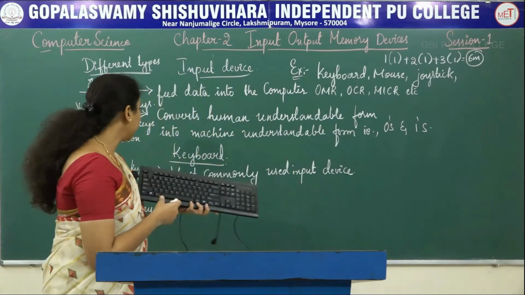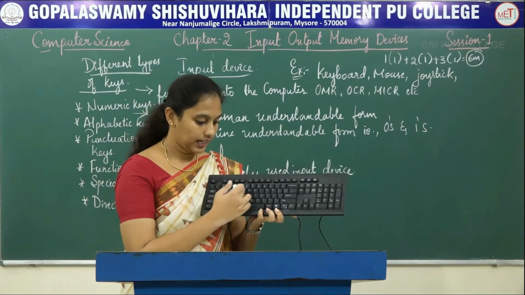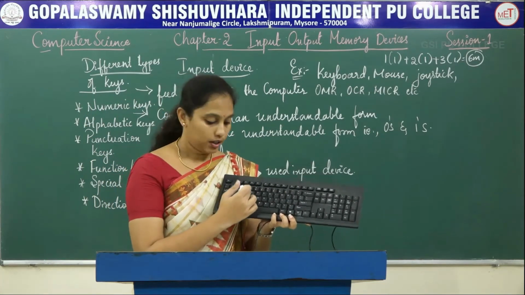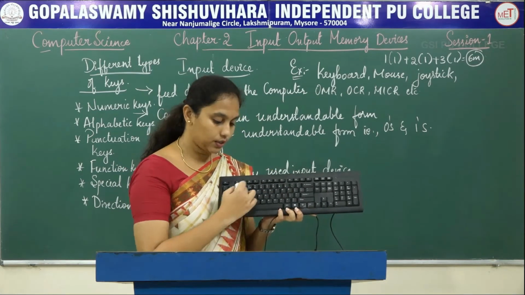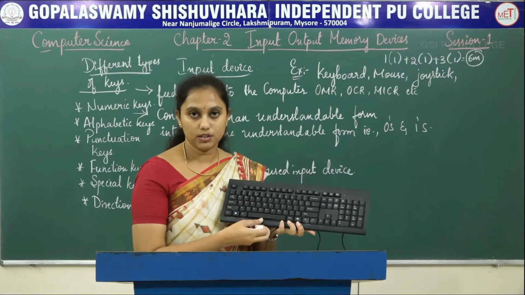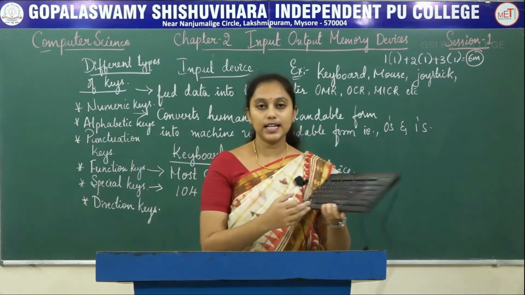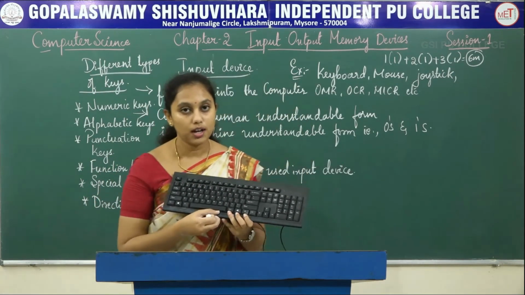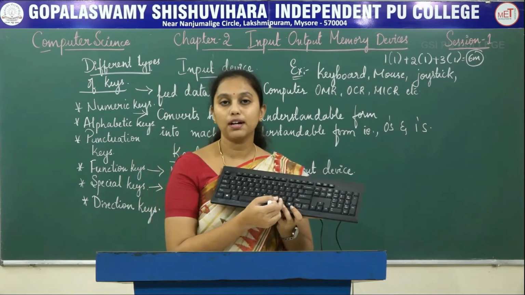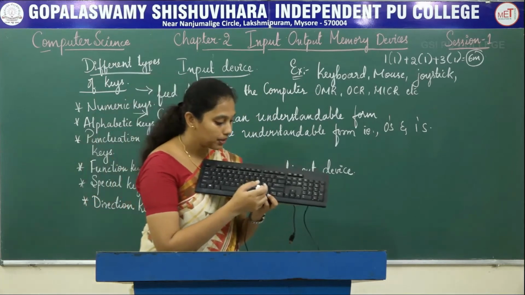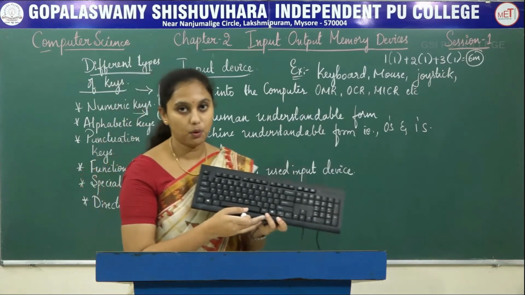Next is alphabetic keys. So what are alphabetic keys? The alphabetic keys contain alphabets on them. They range from A to Z. Using these alphabetic keys, we are going to enter the characters. Next is punctuation keys. The punctuation keys are full stop, comma, question mark, semicolon. These are all the punctuation keys on the keyboard.